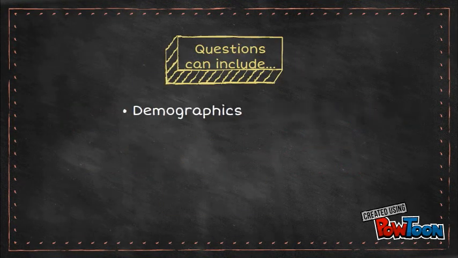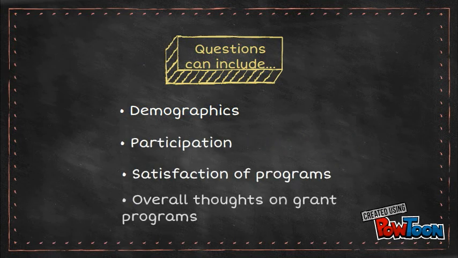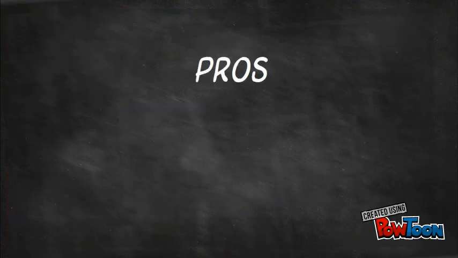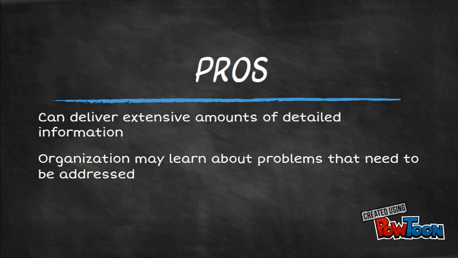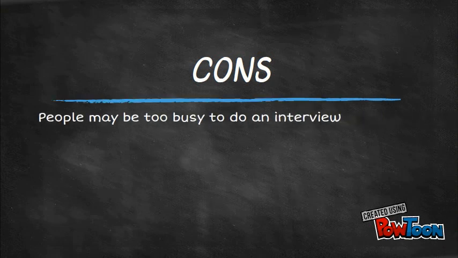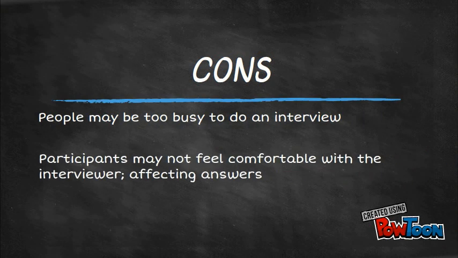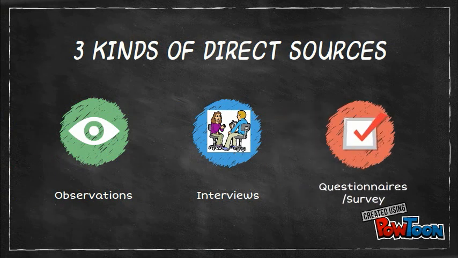Questions can include demographics, participation, satisfaction of programs, or overall thoughts on grant programs. The pros. Can deliver extensive amounts of detailed information, and the organization may learn about problems that need to be addressed. The cons. People may be too busy to do an interview, and participants may not feel comfortable with the interviewer, affecting answers. We have reviewed the observations and interview portion of direct resources.